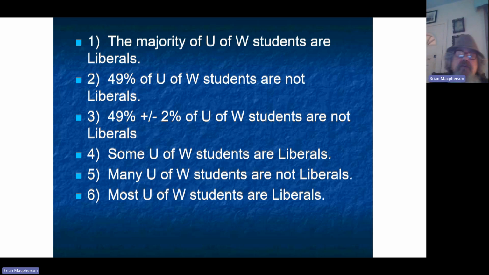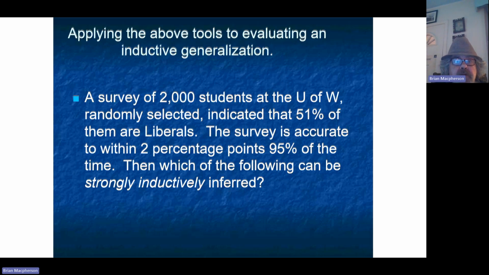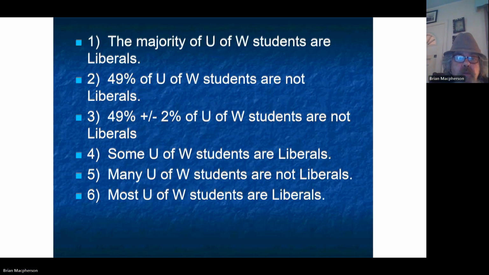Finally, we look at number 6. Most U of W students are liberals. Well, again, we can't infer that, right? That's kind of like 1. Basically, 1 says the majority are liberals. 6 is equivalent. It says most are liberals. We don't know that because the margin of error is plus or minus 2%. For all we know, 49% might be liberals, right? So therefore, 6 is weakly inductively inferred, right?